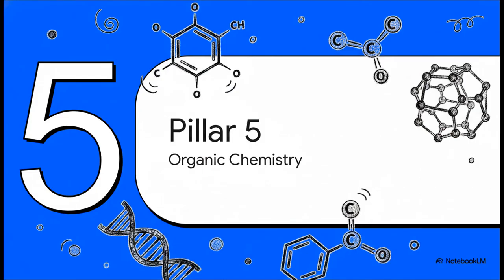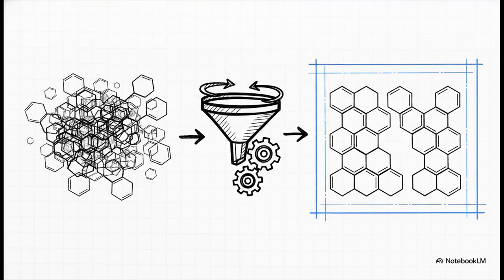And finally, Pillar 5, Mastering Organic Chemistry, the vast, wonderfully complex carbon-based world. So many students dread organic chemistry because it just looks like an impossible alphabet soup of C's and H's. But I promise you, it is not about blind memorization. It's simply about learning IUPAC naming, which is a highly logical, universal set of rules. Think of it like learning the grammar of a brand new language.